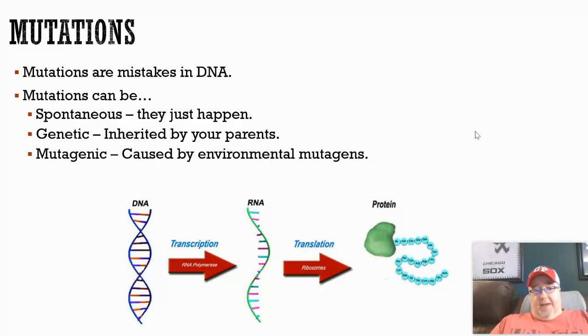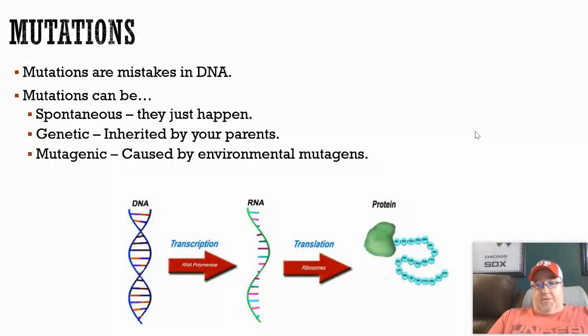And then finally, they can be mutagenic. They can be caused by environmental factors. We talked about, for example, skin cancer. Skin cancer would be caused by a mutagen, some type of radiation, in this case ultraviolet radiation, that can cause a mutation in your skin cell DNA.